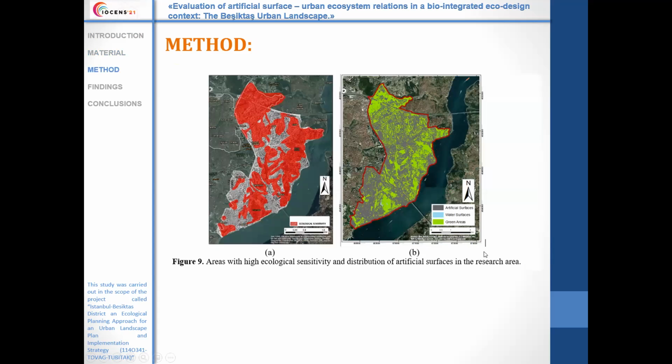In this research, structural surfaces, artificial surfaces that have such vital effects on the urban ecosystem, are discussed from a biointegrated perspective. First, the urban landscape plan of the district was examined. Then ecologically sensitive areas were determined by using a multi-criteria analysis based on the analytic hierarchy process, and ecological design proposals that could eliminate the problems in the landscape structure and functions of the subregions with different characteristics were made.